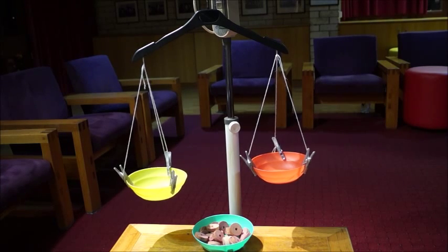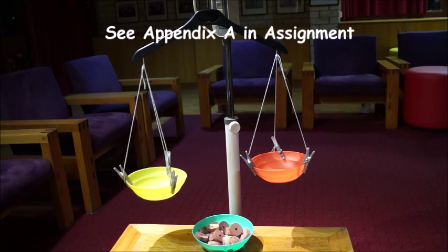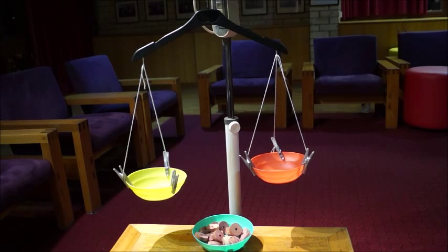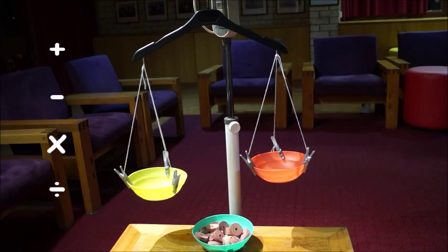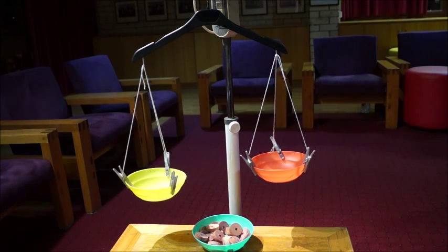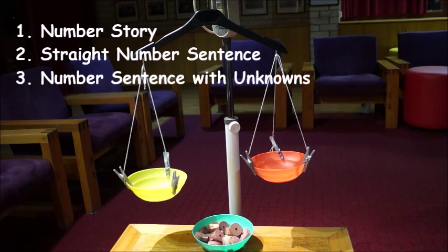There are a set of questions which coincide with this activity. They are all related to the operations of mathematics, so addition, subtraction, multiplication, and division. They're always the same design questions. So the first question for each operation is a number story. The second is a straight number sentence, and the third is a number sentence where the answer has already been determined, but one of the numbers is missing for the operation.